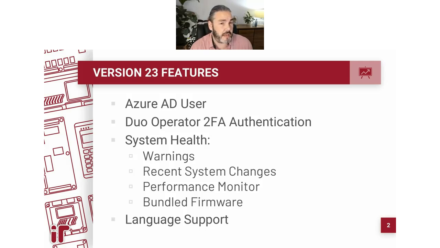These include things like an update to warnings, recent system change logs, the performance monitor that's had additional improvements in this version, as well as bundling some firmware now in our product. And the last thing I'm going to touch on today is language support for our export markets. So without any delay, I'm going to jump straight into the product now, and we'll have a look at the first thing, which is the Azure AD user synchronization.